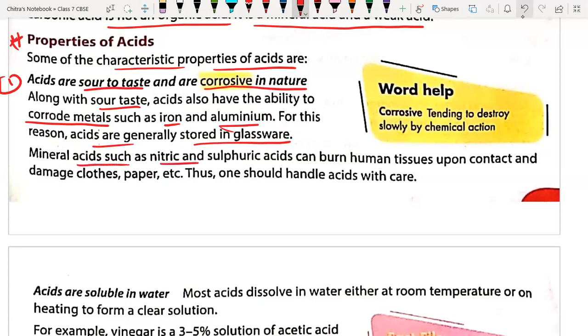Mineral acids such as nitric acid and sulfuric acid can burn human tissue upon contact and damage clothes, paper, etc. Thus, one should handle acids with proper care.